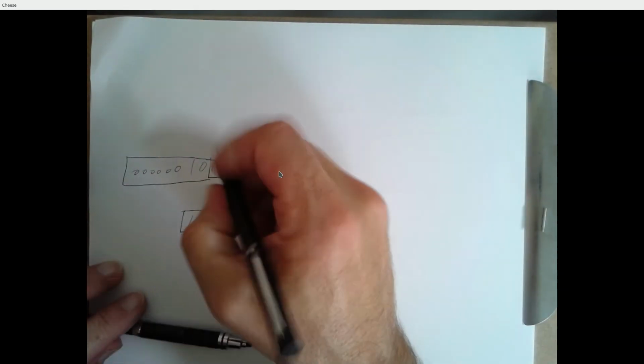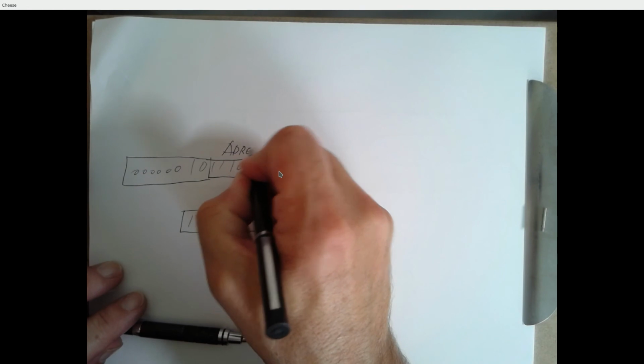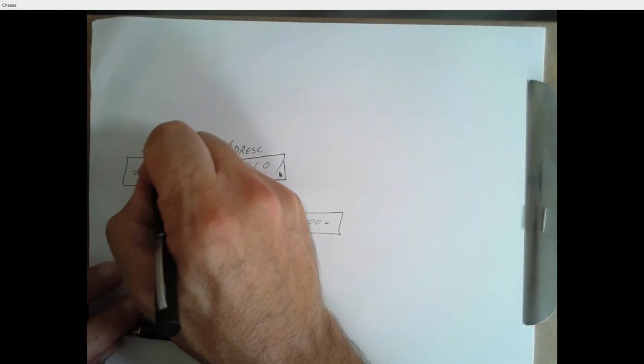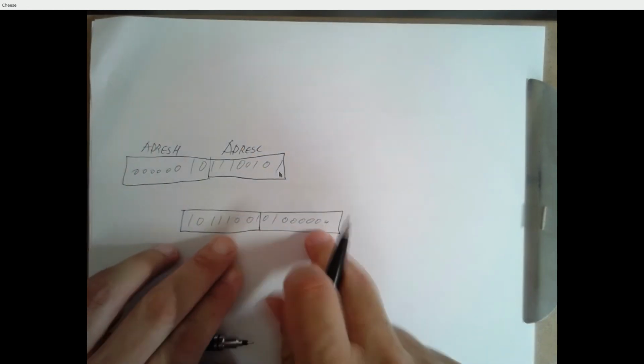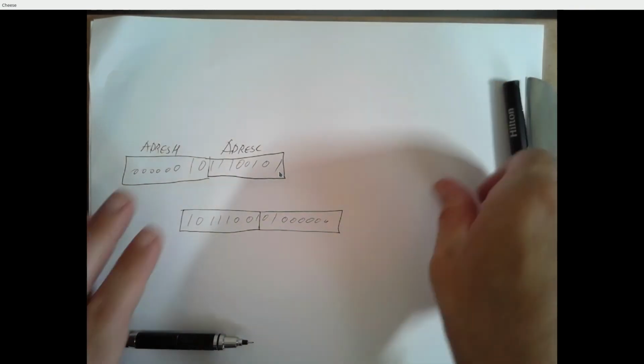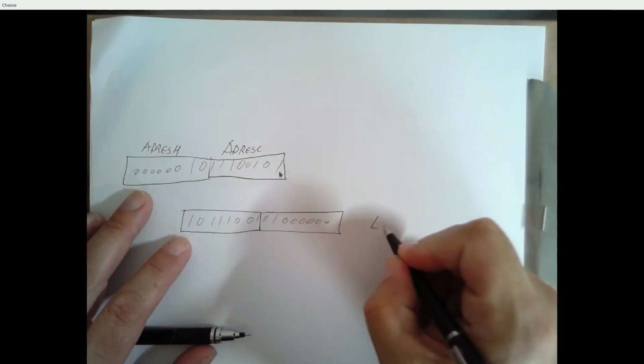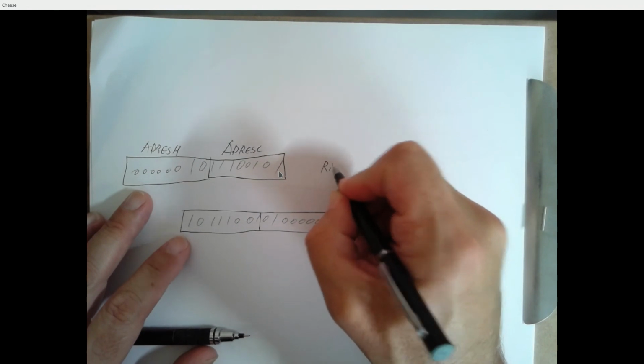So this is AD result low, and this is AD result high. And the same thing here, low and high. This is called left justified, and this is right justified.